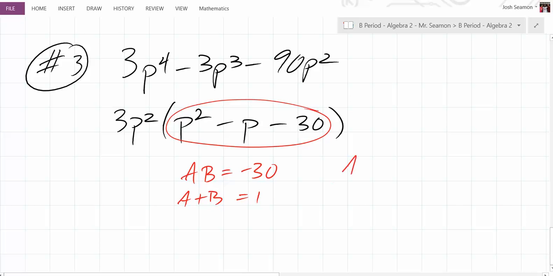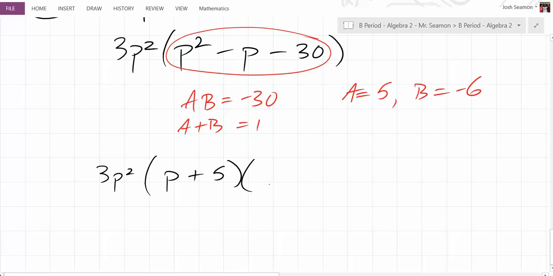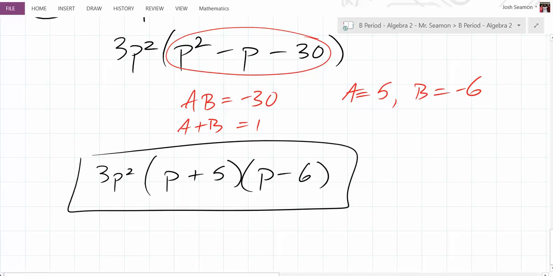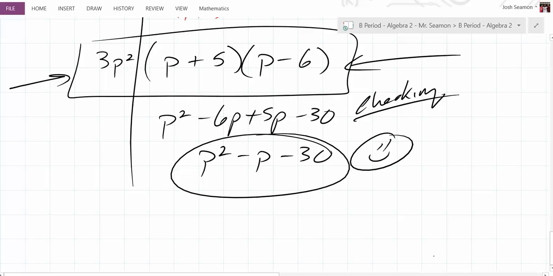Are there two such numbers? How about 5 and -6? Do they multiply together to get -30? Yes. Do they add together to get -1? Yes. So what does this factor into? Well, the 3p squared is still there, but what do you now have? P plus 5 times p minus 6. Now you're done. You are now done because can you factor these things any further? No. You are done because those are all prime. If you say, I'm checking now, circle your answer so I can find it.